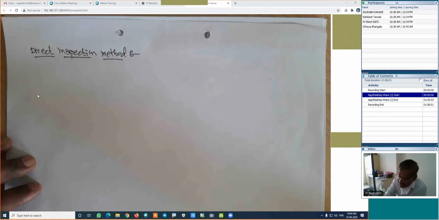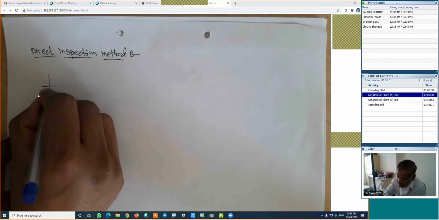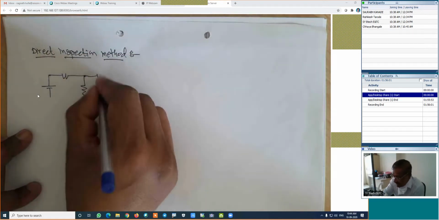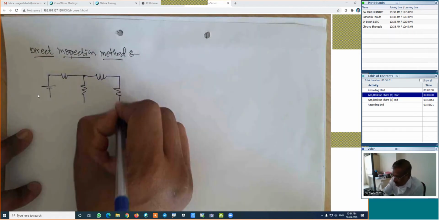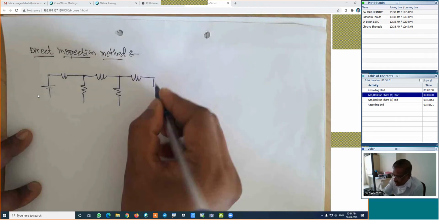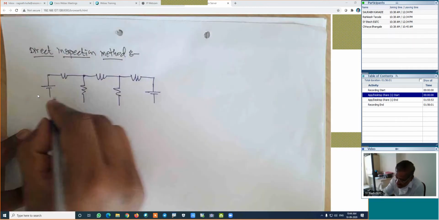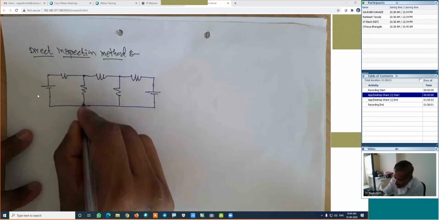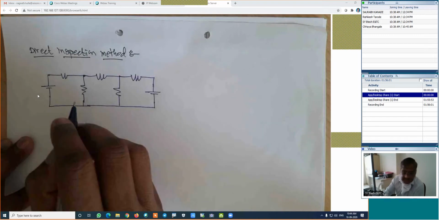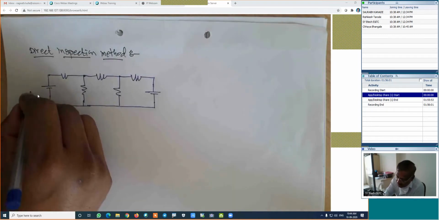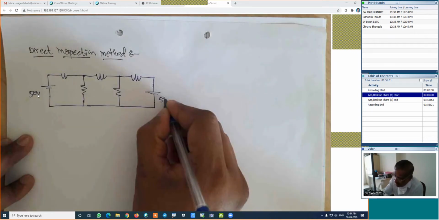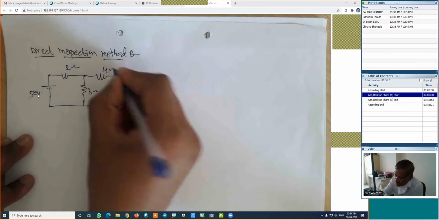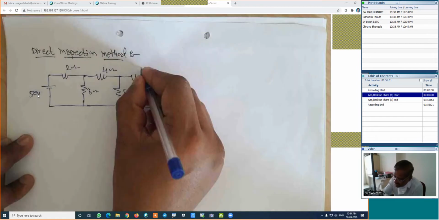Here in this case, suppose this is the given figure, and for this particular figure, I want to use the direct inspection method. How will the direct inspection method work? Suppose this value is 50 volt, this may be the 5 volt, this may be 2 ohm, this may be 3 ohm, it may be 4 ohm, this is 5 ohm, and it may be 6 ohm, something like this.